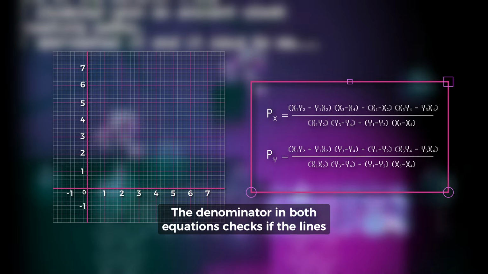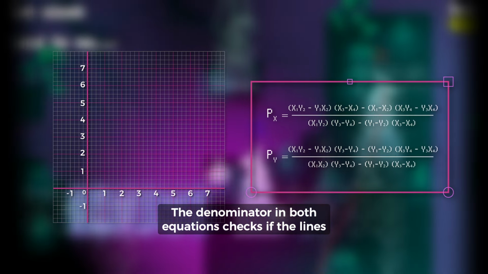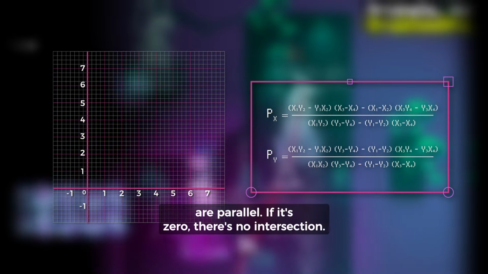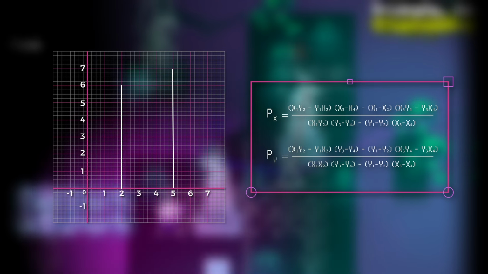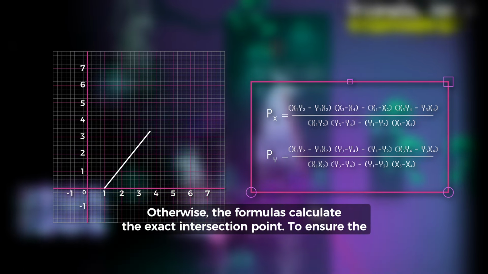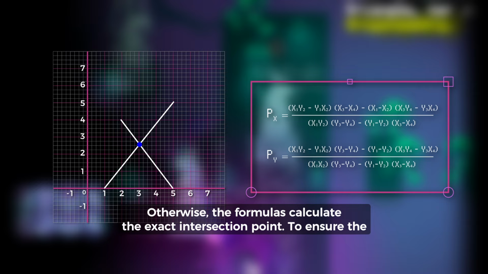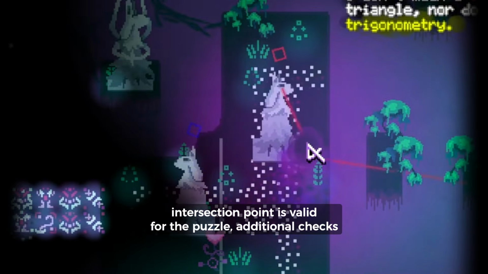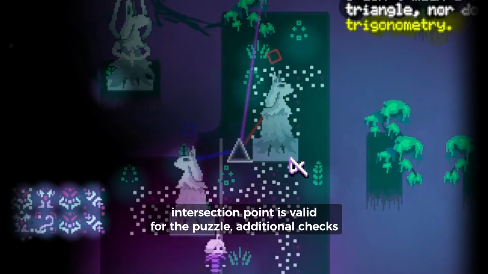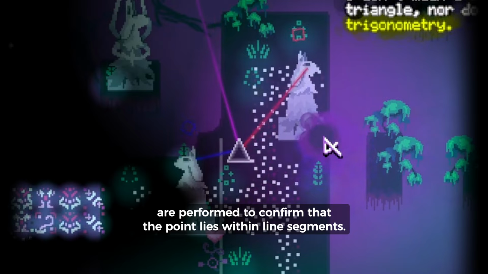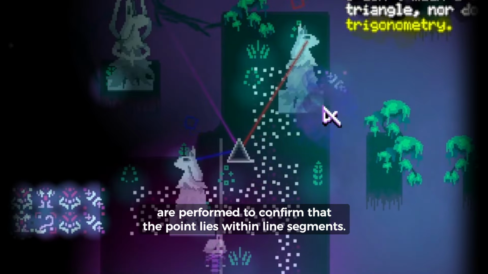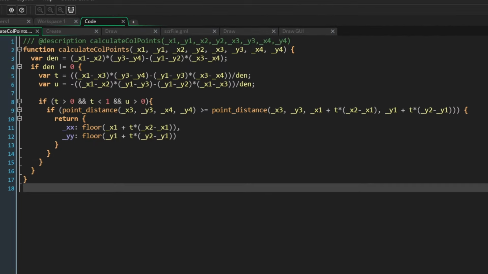The denominator in both equations checks if the lines are parallel. If it's 0, there's no intersection. Otherwise, the formulas calculate the exact intersection point. To ensure the intersection point is valid for the puzzle, additional checks are performed to confirm that the point lies within the line segments.